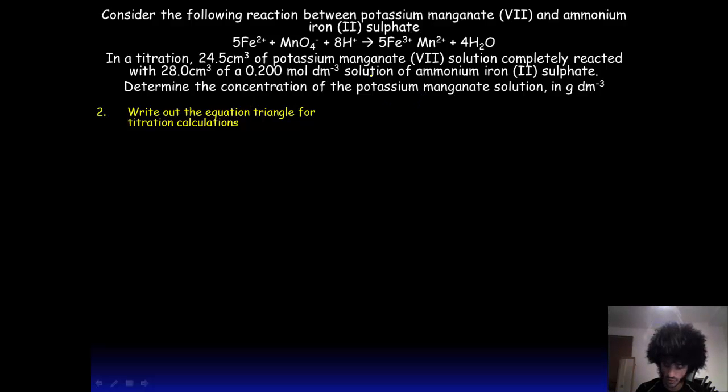Now, the triangle, if you don't quite remember from previous learning: moles is always at the top, and you've got volume and concentration at the bottom. I'll refer back to this a little bit later on.